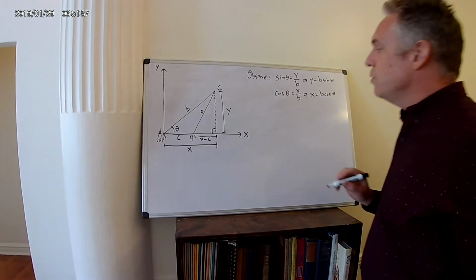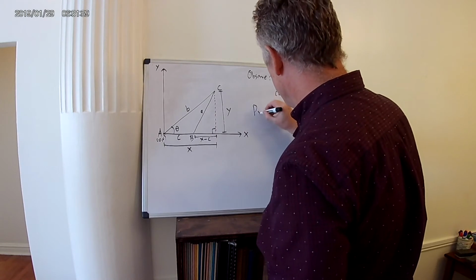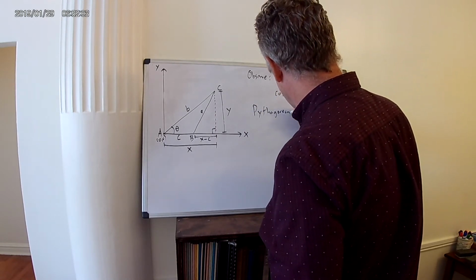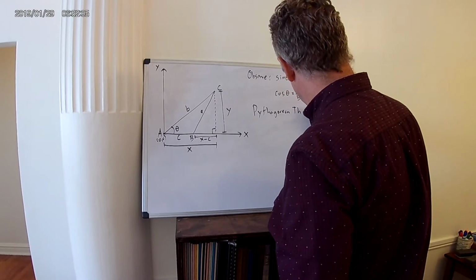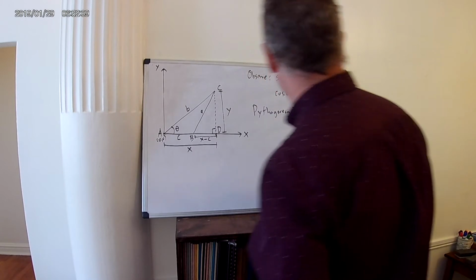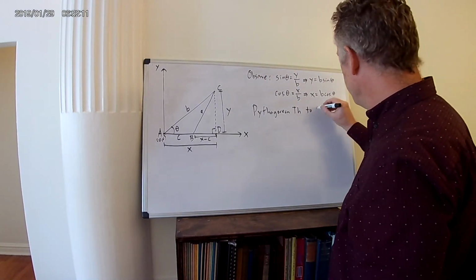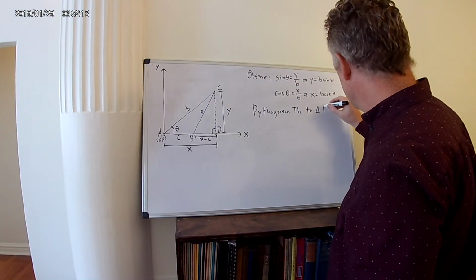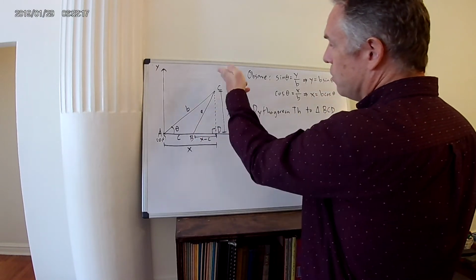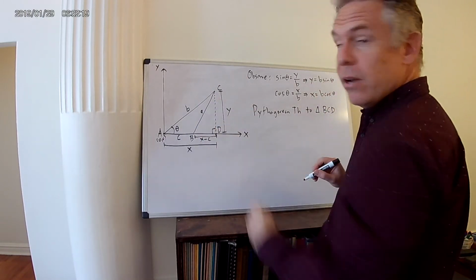And now what I'm going to do is apply the Pythagorean theorem. Oh, I forgot to label this point right here. This point is point D. I'm going to apply the Pythagorean theorem to triangle BCD. So I'm going to apply the Pythagorean theorem to this right triangle right here.